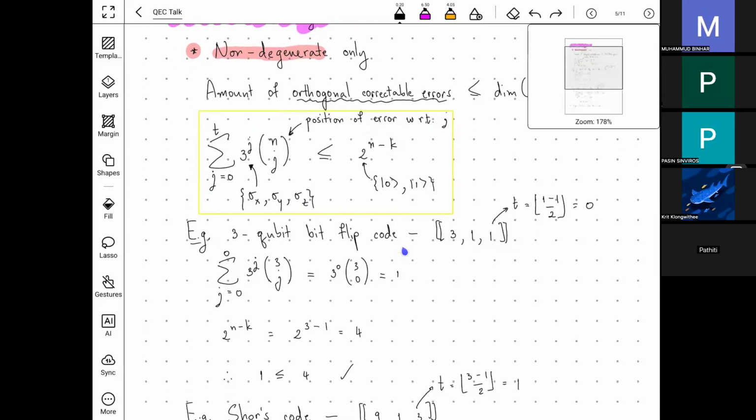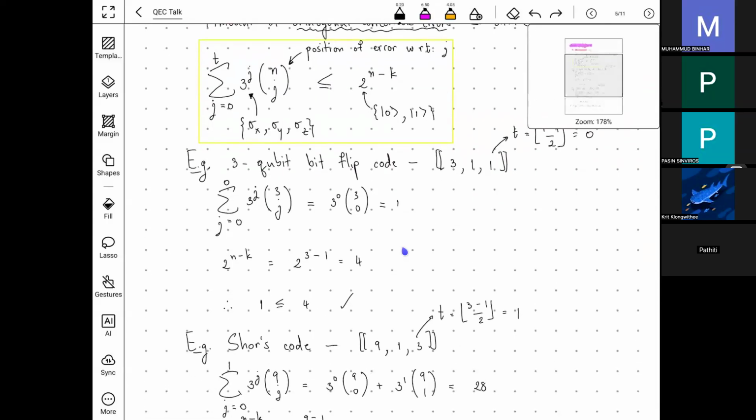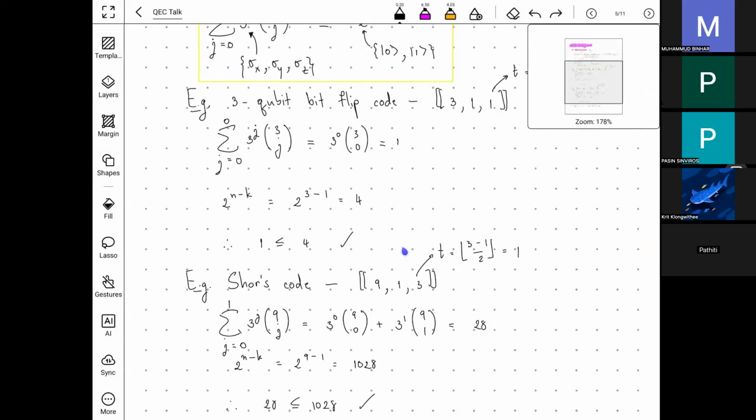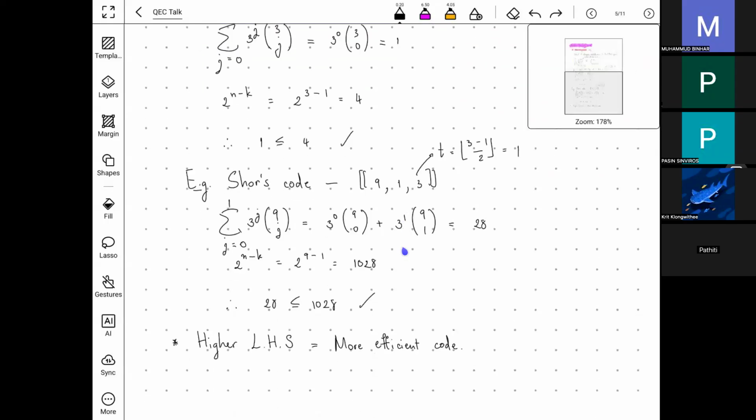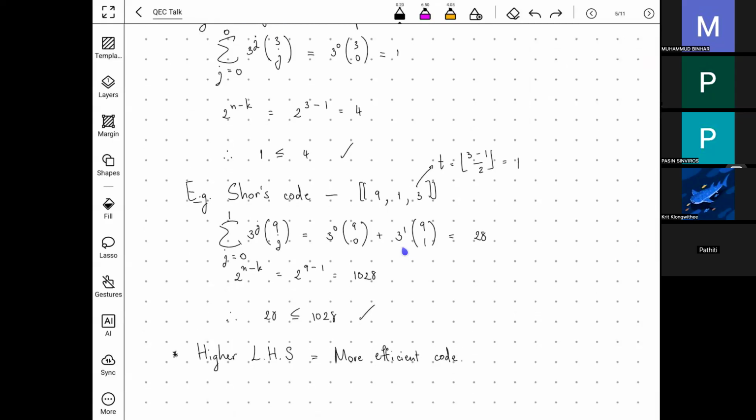Such an example would be the 3-qubit bit flip code here again, which is [3,1,1]. If you plug those numbers in, you'll see that we'll get 1 is less than or equal to 4, which is great. It falls into the quantum Hamming bound, right? And the Shor code, even though it is a degenerate code, still obeys the quantum Hamming bound, which you get here. 28 is less than or equal to 1028.